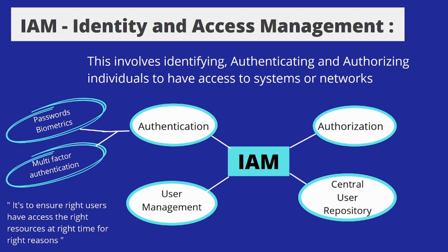IAM, Identity and Access Management. Now what is this? IAM basically involves identifying, authenticating and authorizing certain individuals to have access to systems or networks. It's about ensuring the right users have access to the right resources at the right time for the right reasons. It authenticates who the user is and then it authorizes them. Central user repository contains all the data, and user management contains a list of users. Now authentication can be done by two methods. First, it's the password and the use of biometric systems, or you could use multi-factor authentication.